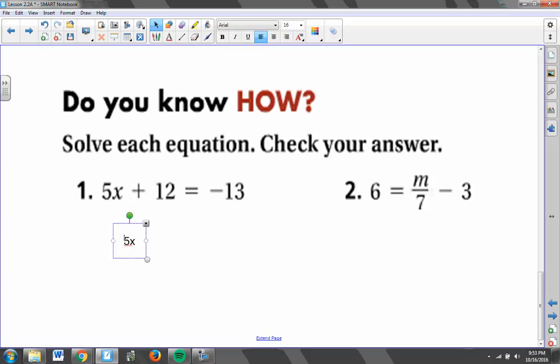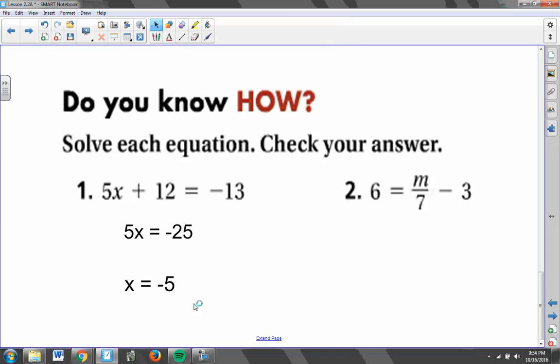In number 1, after we subtract 12 on both sides, we should end up with 5x equals negative 25. And then, obviously, the next thing to undo is the multiplication. We divide both sides by 5, and x is equal to negative 5. So in number 1, we should end up with x equals negative 5.